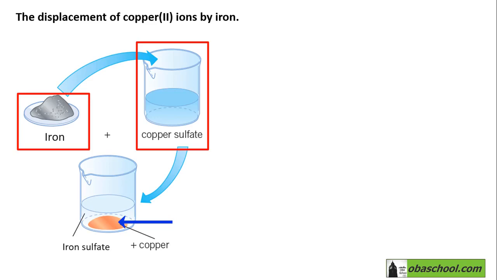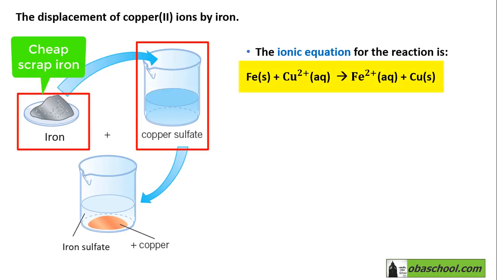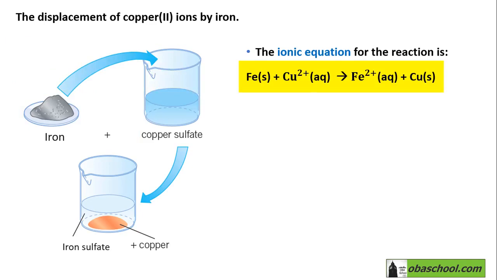The iron which is added here is actually a very cheap type of iron, a cheap scrap iron. And the ionic equation for this reaction is Fe, which is the iron as a solid, plus copper ions, Cu2+, producing iron ions, Fe2+, plus Cu, which is the copper metal that we need to extract.